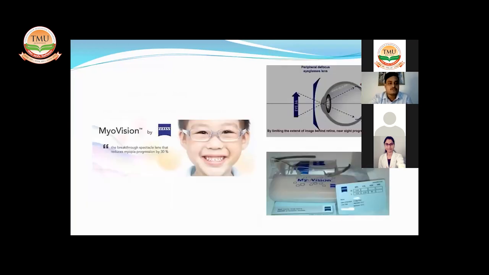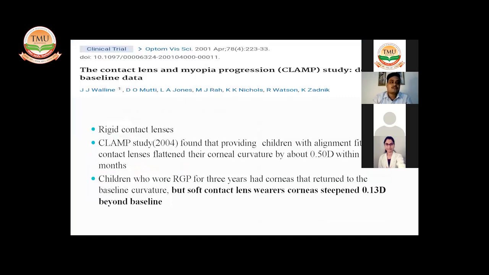This is MyoVision, specialized glasses by the Zeiss company, which help in reducing myopic progression. This is a research study, the CLAMP study, done in 2004. It found that fitting children with RGP, rigid gas permeable contact lenses, flattened their corneal curvature by about 0.5 diopter within 2 months. But children who wore RGP for 3 years had corneas that returned to baseline curvature. That means there is a rebound.